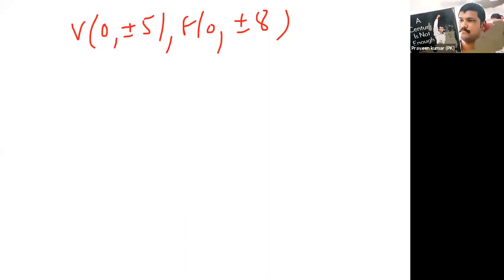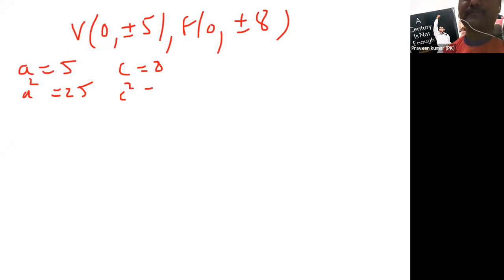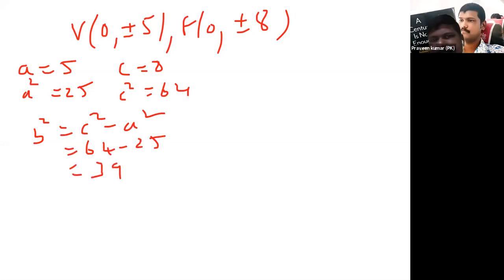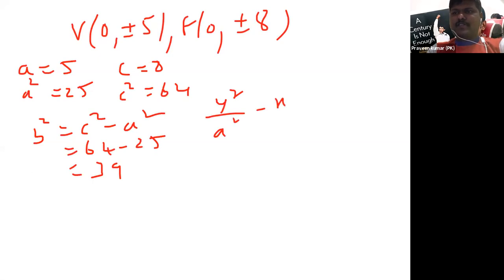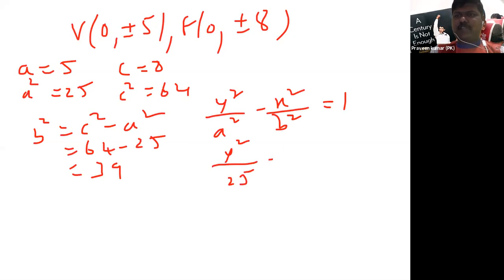What is the answer? Did everyone get the correct answer? Good. It is the y-axis, clearly mentioned. A is 5, A square is 25. C is 8, C square is 64. B square equals C square minus A square. 64 minus 25 is nothing but 39, correct? So the formula is y square by A square minus x square by B square equal to 1. Y square by 25 minus x square by 39 is equal to 1.